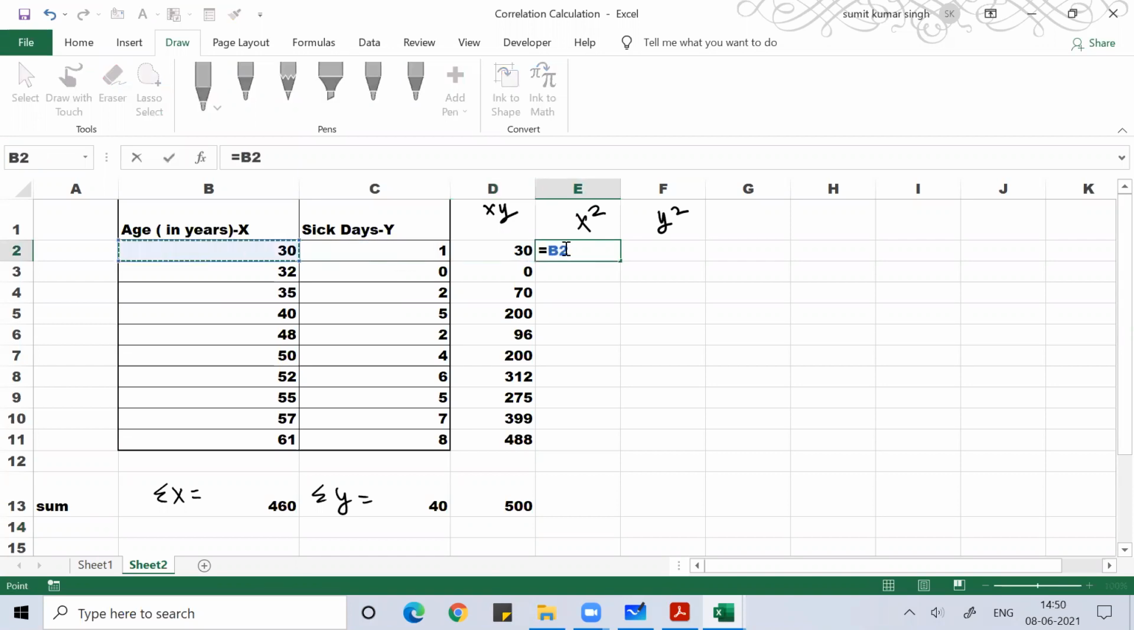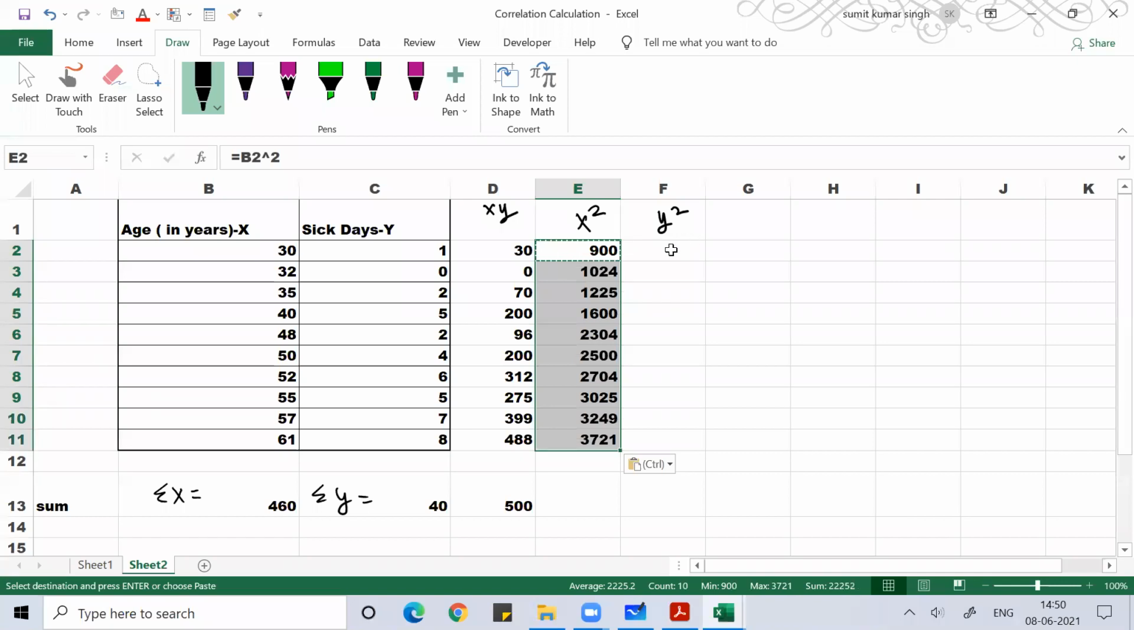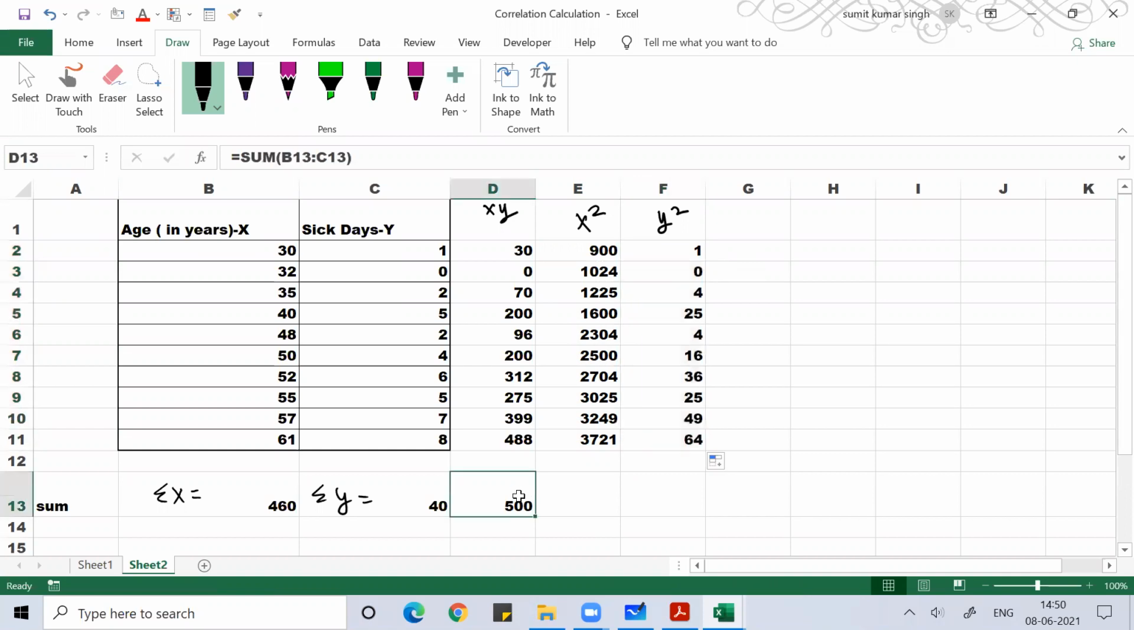Anyone, any doubt? This is sum of xy. This is sum of x square. This is sum of y square. And guys, others also, please let me know. I hope you all are comfortable with what I'm doing.